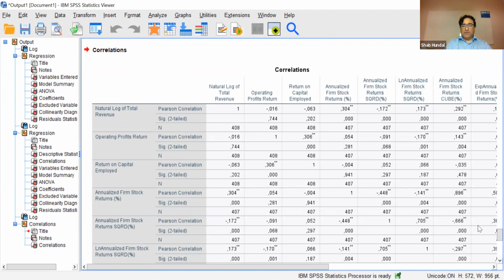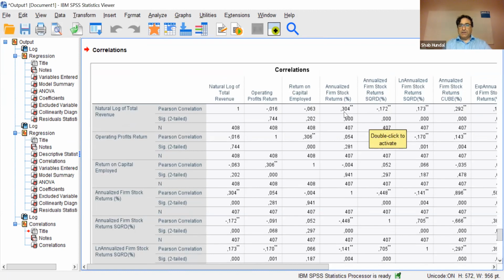You can see that some variables are highly correlated with one another. The firm stock return and the log of revenue are highly positively correlated. And here the stock return squared value, which we're not taking in the regression anyway, so that's not a big problem. The squared and the cubed values are also quite highly correlated. But the variable which we took, which was a significant variable, annualized firm stock return, is quite highly correlated to the log value of total revenue.